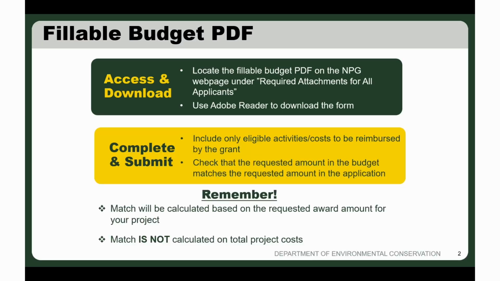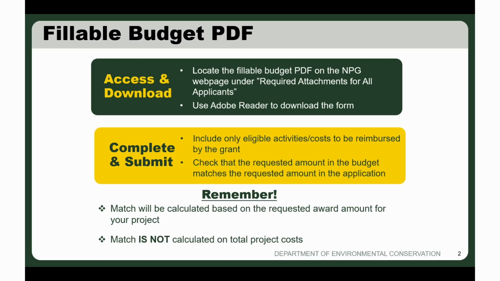As a part of the NPG application, you need to complete and upload the current fillable budget worksheet. The link to this PDF is located on the NPG webpage in the Application Attachments and Resources section under Required Attachments for all applicants. Your project will be deemed ineligible if this worksheet is not submitted with your application. To fill out the worksheet, download the PDF and open it in Adobe Reader.